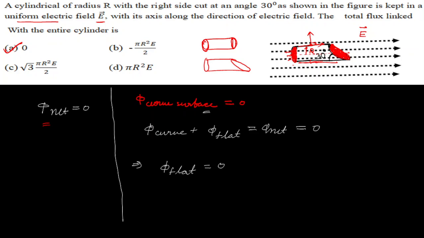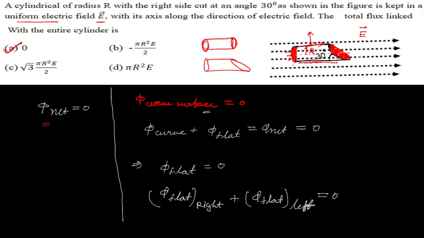Okay. So then what will be the flux through the right surface of the cylinder? Flux through the curved surface is 0. Now I am writing right plus left, flat right plus flat left. This sum must be 0.